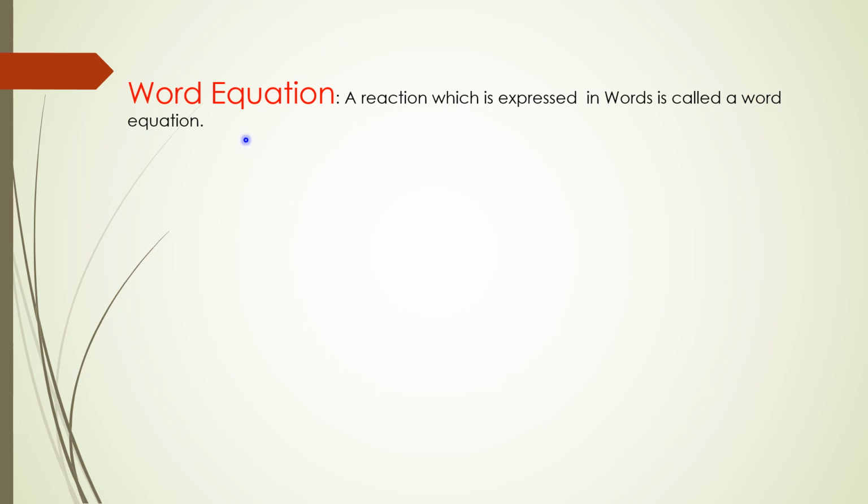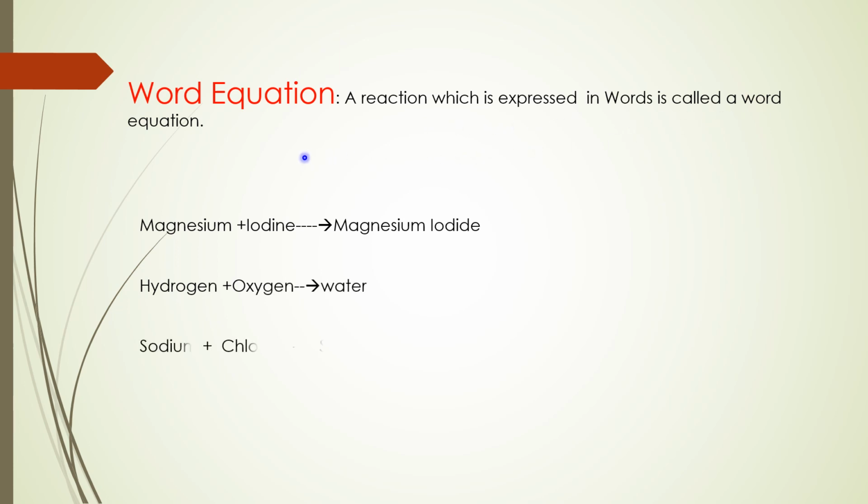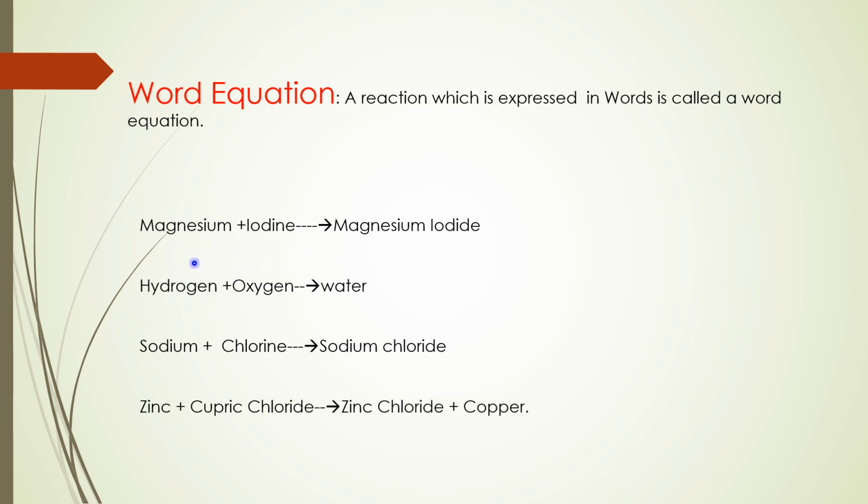Children, we discussed the characteristic properties of chemical reaction. Now, let us define what a word equation is. A reaction which is expressed in words is called a word equation. For example, magnesium plus iodine gives rise to magnesium iodide. I have written this chemical reaction in words only. Hydrogen and oxygen give rise to water. So, I have written this equation in words. So, this is a word equation.